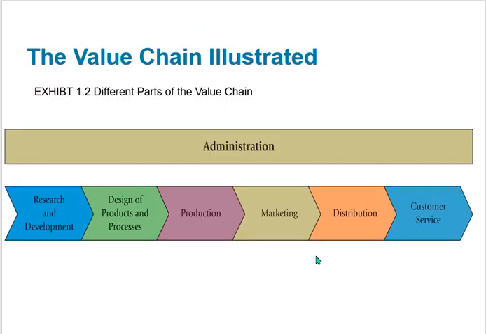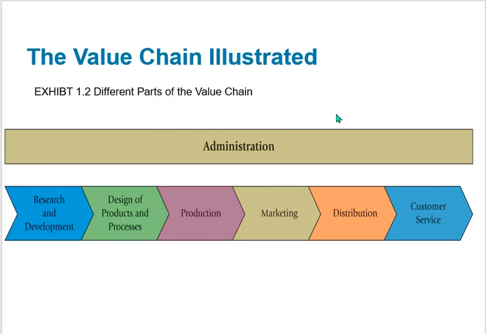Here's a good exhibit of it. This is by Michael Porter. This is the value chain. He was a professor at Harvard that invented or developed the model, I would say around 1970, 1980, something like that. So it's been 40 years already. It's been a long time.